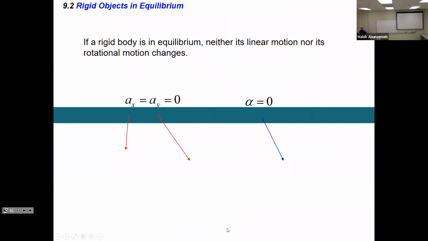Now, in order for it to be in equilibrium, all your forces have to equal zero. That means all your forces in the x direction have to equal zero, which means you don't have any acceleration in the x direction. All your forces in the y direction have to equal zero, which means no acceleration in the y direction. Same thing when you have zero angular acceleration: all your torques have to equal zero.